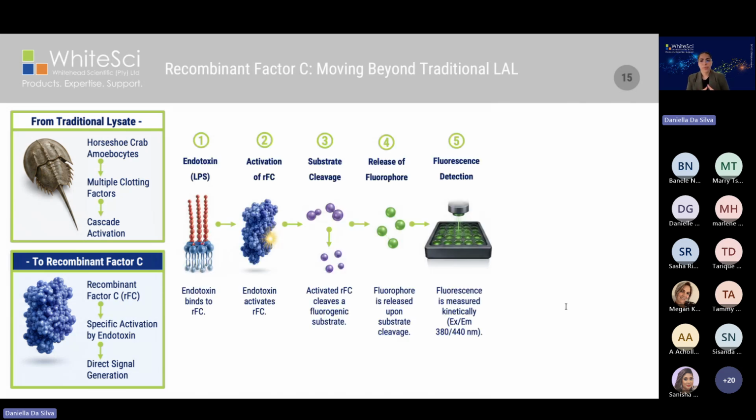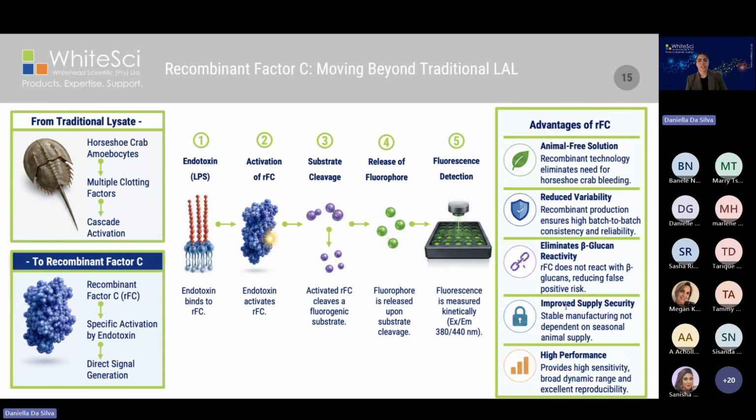So when endotoxin is present, it binds to and activates the recombinant factor C. The activation then leads to the cleavage of a fluorogenic substrate here, and that then generates a measurable fluorescent signal. The amount of fluorescence produced is directly related to the endotoxin concentration that is present within the sample. Results will then be quantified against a standard curve, much like the other kinetic endotoxin assays.